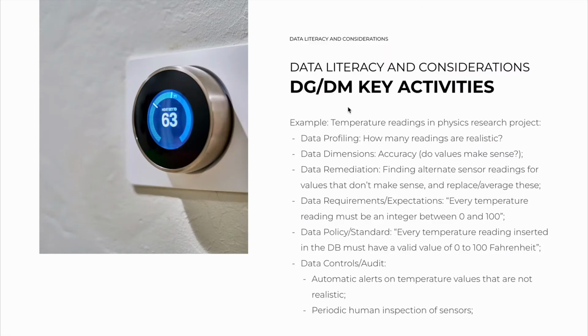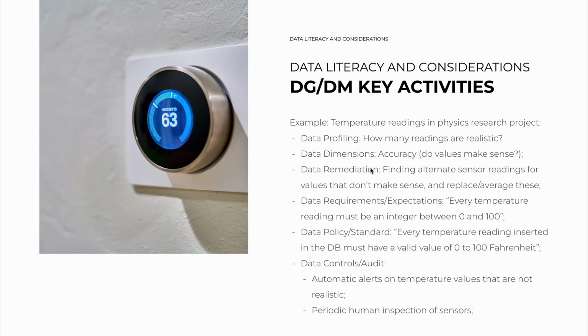Or let's take a physics research project where temperature readings are being saved. We start with data profiling. That is, we go in and we ask how many of these readings are realistic. Are there errors? The data dimension is accuracy. That is, do the values that are present actually make sense? We know the values are there, but are they realistic?